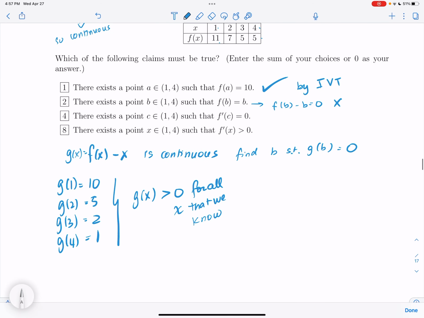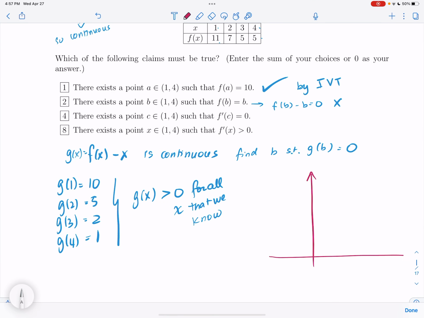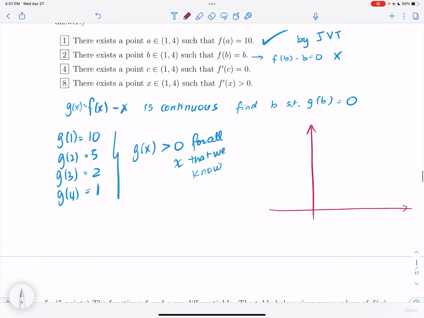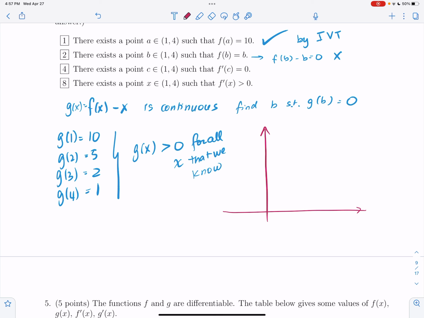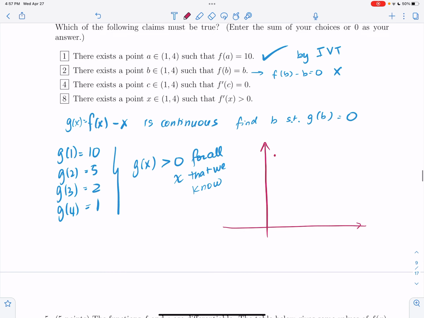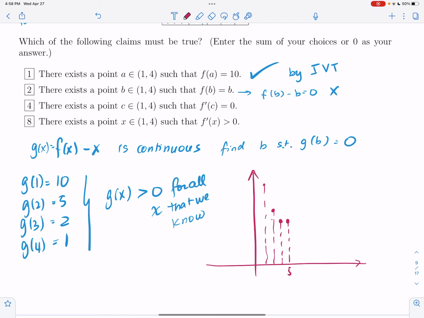And I'll just show you the graph of a function just to solidify this. Okay, so let's move it a little actually. So at 1 it is 11. At 2 it is 7. At 3 it is 5. And at 4 it is 5. Okay, so those are the function values.